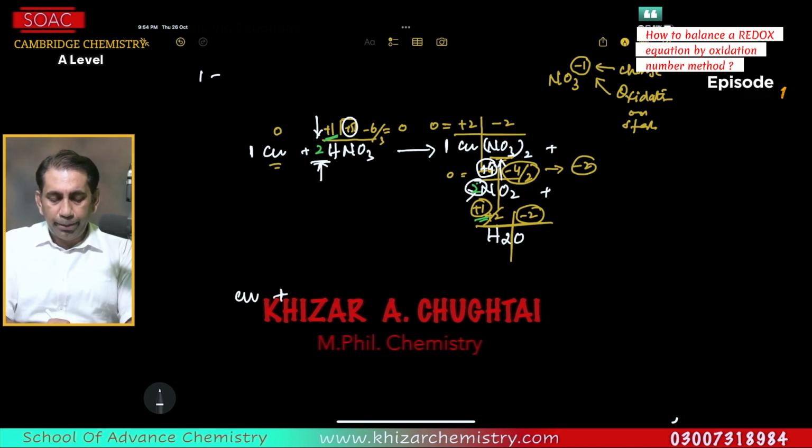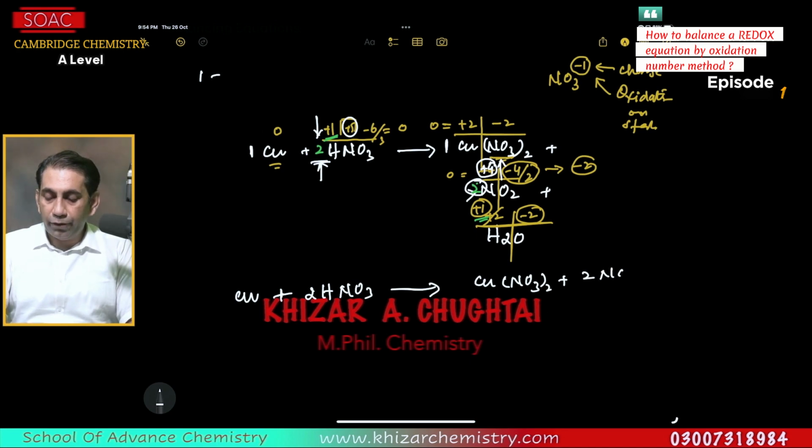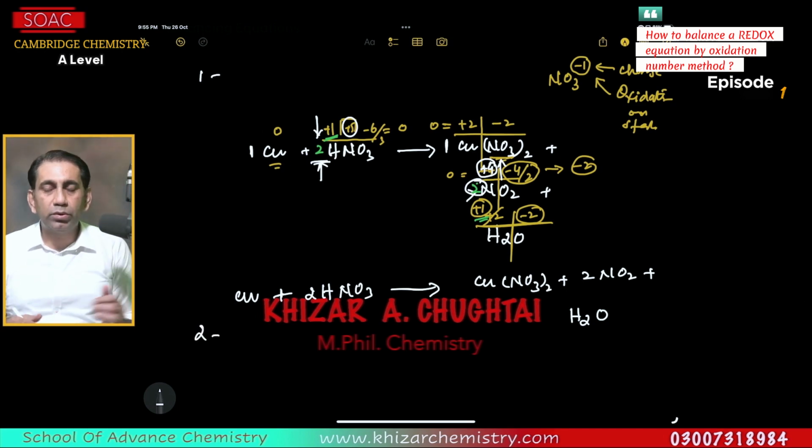Copper plus 2 mole of HNO3 goes to 1 mole of Cu(NO3)2 plus 2 mole of NO2 plus 1 mole of H2O. So now the next step, you can say it's step number 2, is to balance the equation by a simple method, by balancing the atoms.